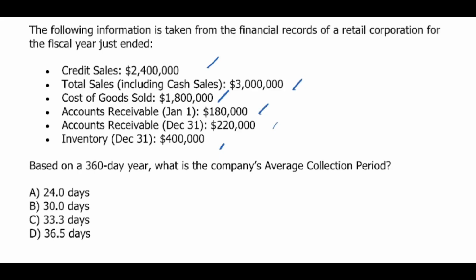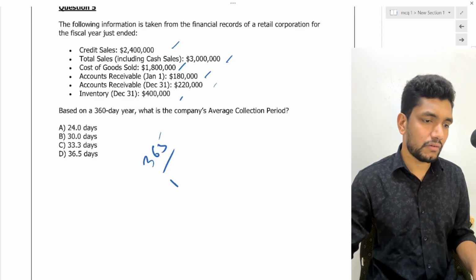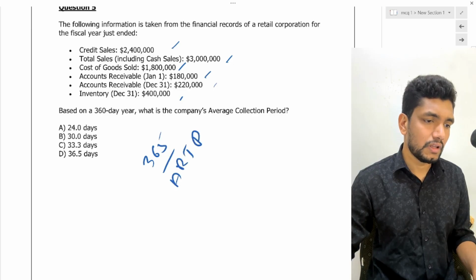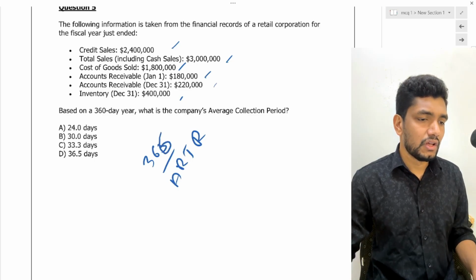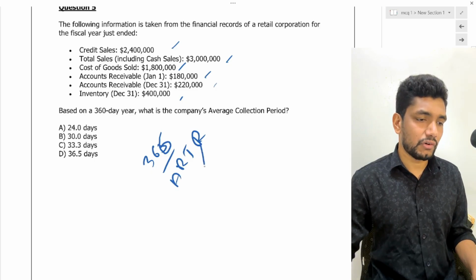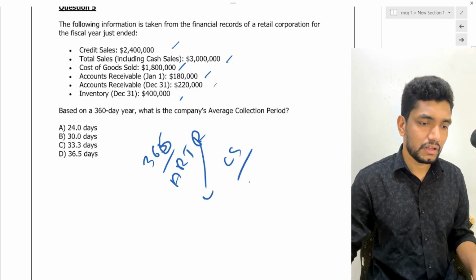So you have to calculate the company's average collection period. So what is the formula for collection period? Collection period is 365 divided by account receivable turnover ratio. In this example, you can take 360. So first you have to calculate the account receivable turnover ratio. What is the formula? Total credit sales, credit sales divided by average account receivable.